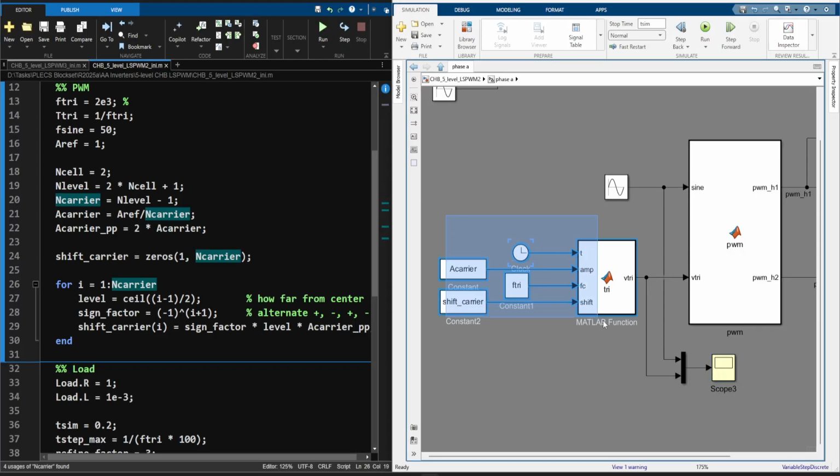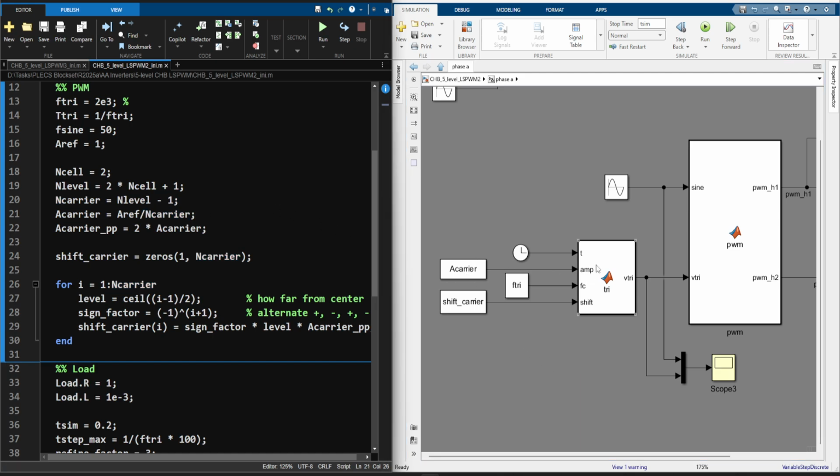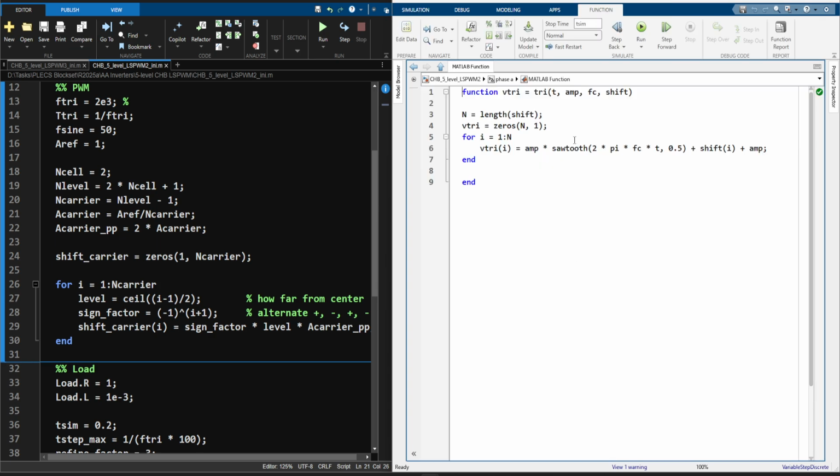So this part of the function is now for the generation of triangular waves. As you see, I have specified the amplitude here. Let me show you what the function looks like. I say this function should generate a variable called V triangular, that means the triangular voltage, our carrier waves.